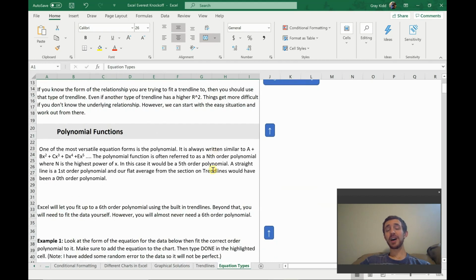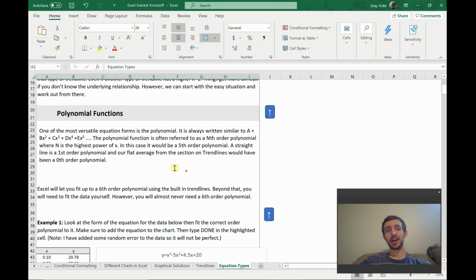So the first one is a polynomial function. It's the whole thing like a plus bx squared plus cx cubed plus dx to the fourth. Just powers of x or powers of z, whatever you want. Excel always uses x. Since the highest order power right here is 5, it's x to the fifth. This is called a fifth order polynomial. A straight line will be a first order polynomial, that would be ax to the first. And technically that average we had earlier was a 0th order polynomial.